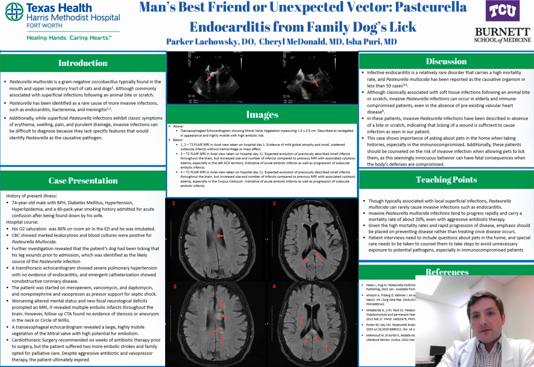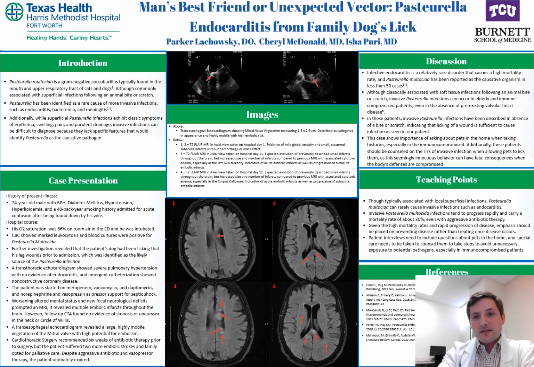Infective endocarditis is a relatively rare disorder that carries a high mortality rate, and Pasteurella has been reported as the causative organism in less than 50 cases. Although classically associated with soft tissue infections following an animal bite or scratch, invasive Pasteurella infections can occur in elderly and immune-compromised patients, even in the absence of pre-existing valvular heart disease.